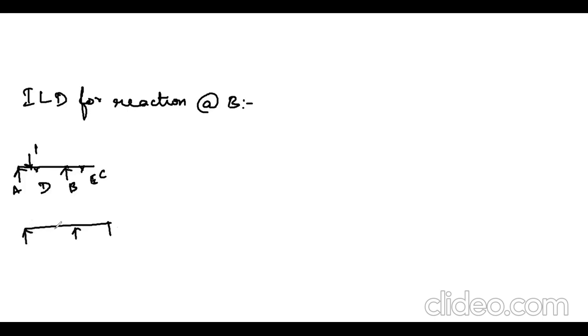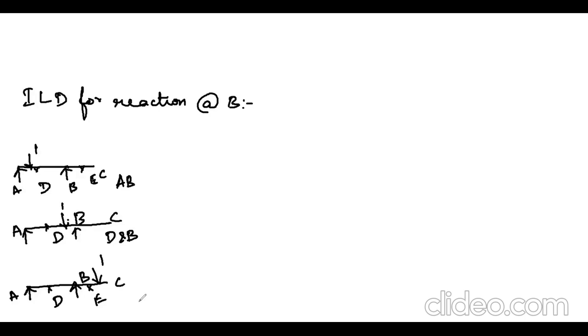And in the second loading condition, I will be applying the load in this region, that is between D and B. This is called D and B, and this is called A and B. But in the third condition, I'll be applying the unit load in the portion here, so this is in the portion BC.